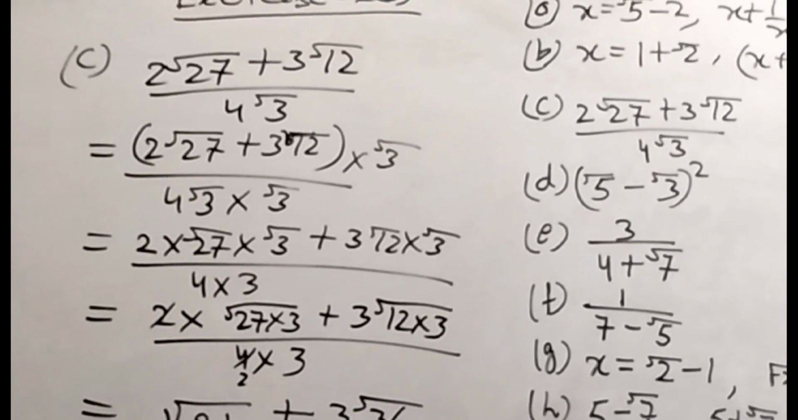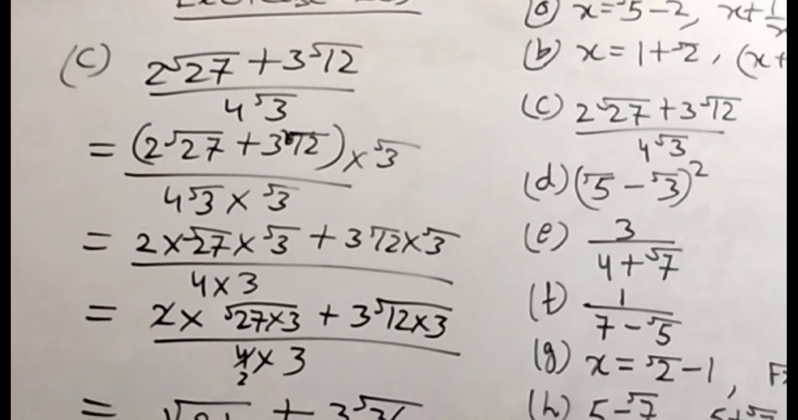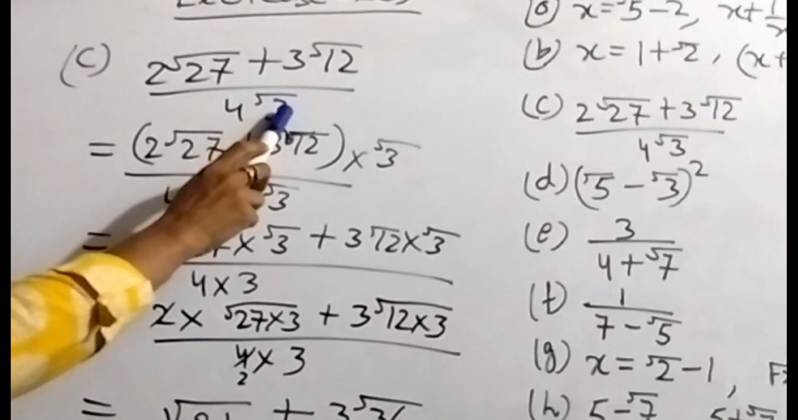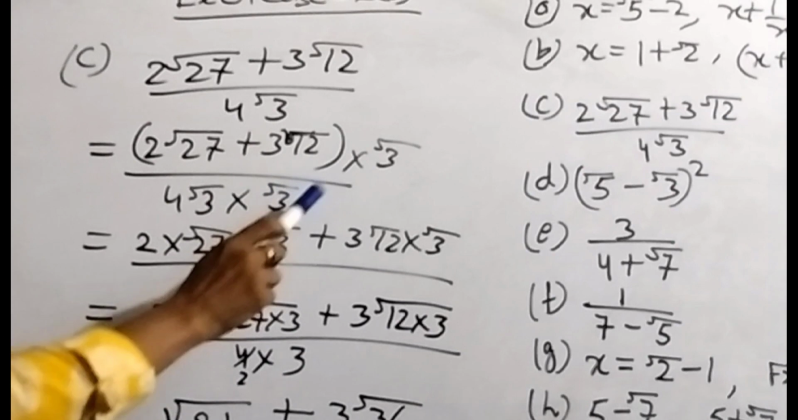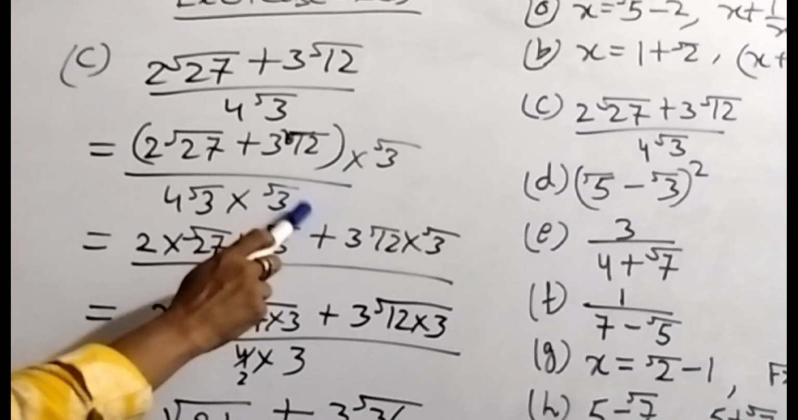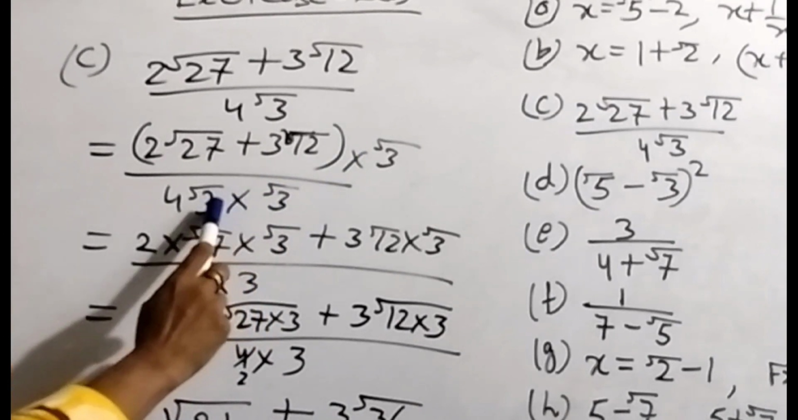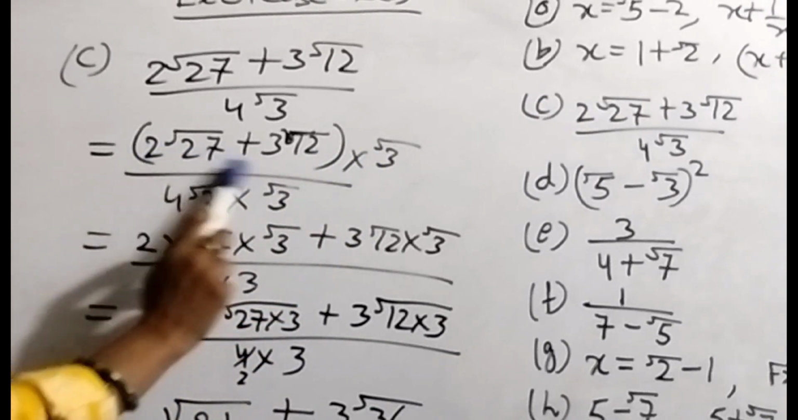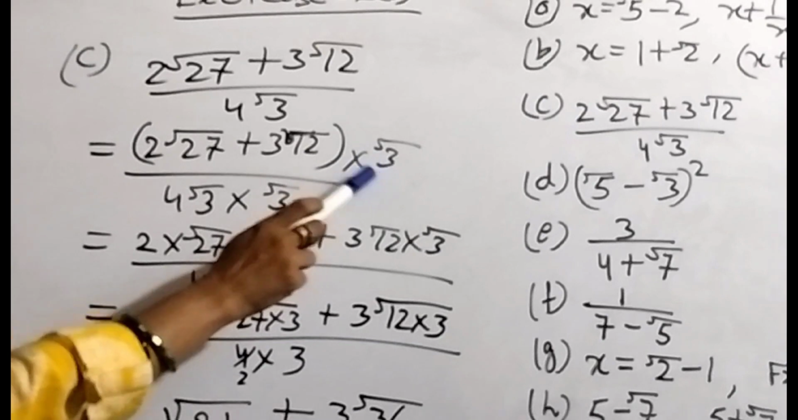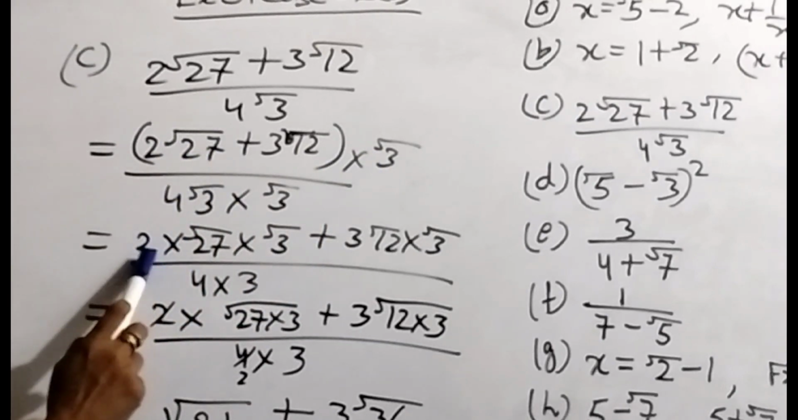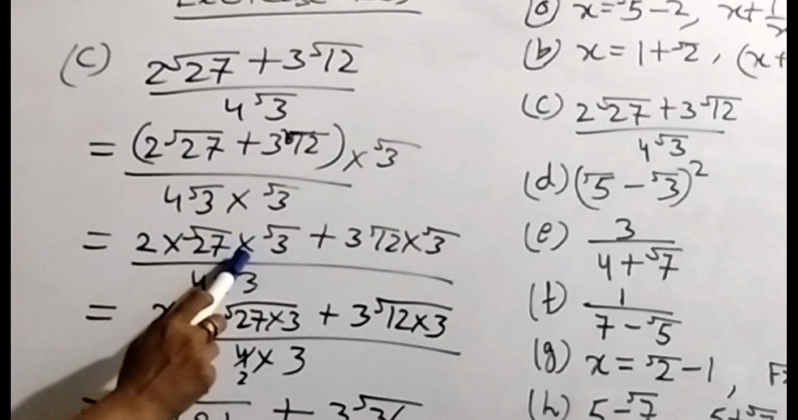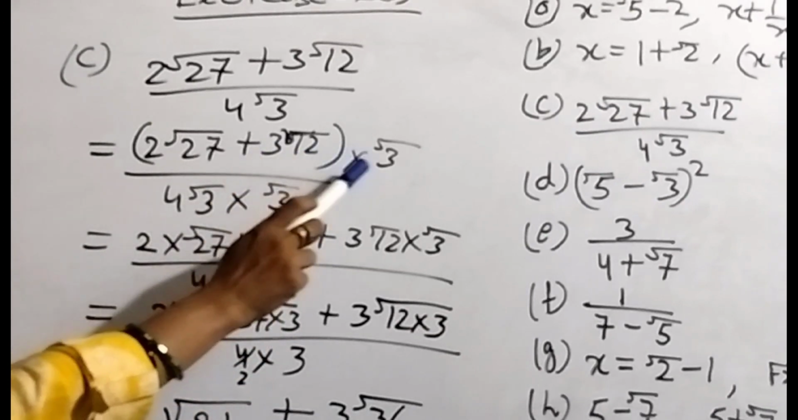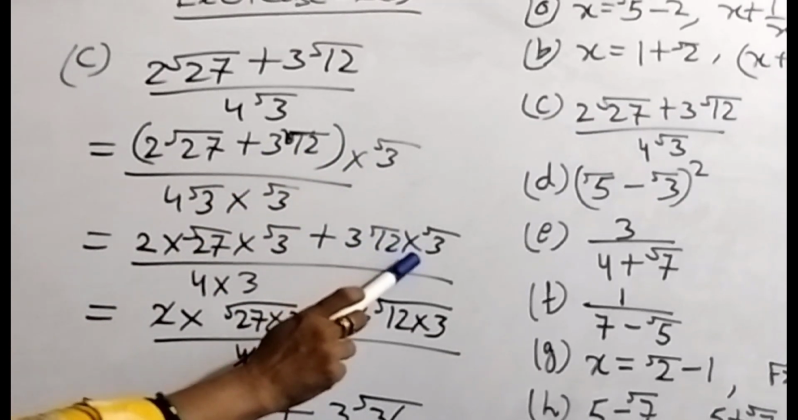Now MCQ question number C. This is given. You have to find out the value of this one. In denominator, this is your 4 root 3. You have to multiply root 3 in numerator and denominator. Here is root 3 into root 3 is your 3. You have to multiply this root 3 to the whole numerator. So root 3 into this one, that is 2 into root 27 into root 3 plus 3 into root 12 into root 3.